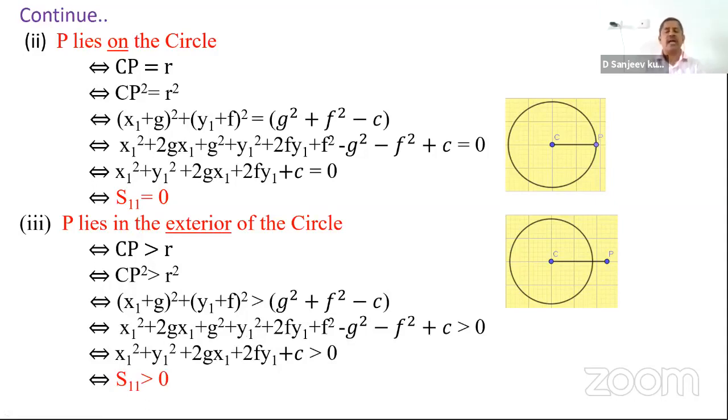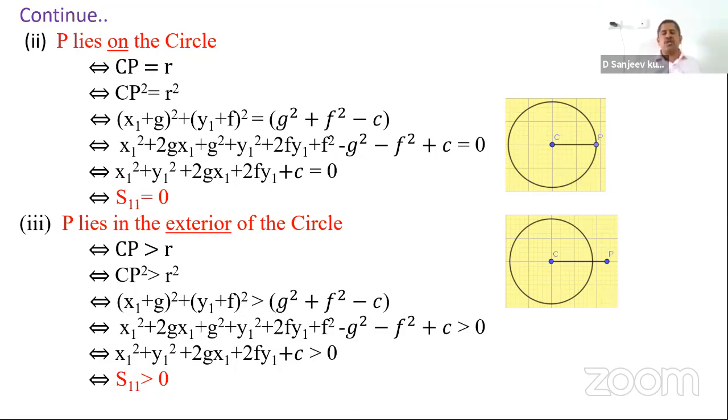So if the point lies in the exterior of the circle, you will have the value of S11 greater than 0. If the point lies inside the circle, S11 is less than 0. If the point lies on the circle, the value of S11 is equal to 0. If the point lies outside the circle, then the value of S11 is greater than 0.